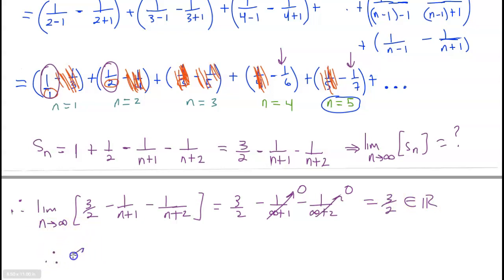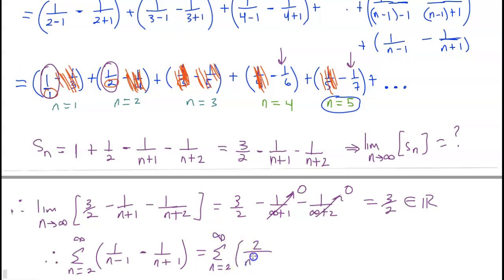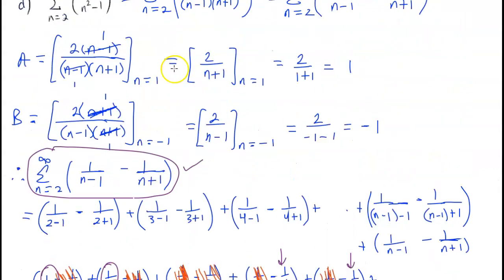Therefore, this sequence, and we had 1 over n minus 1 times 1 over n plus 1, which is the same as saying, let's go ahead and write this here, the sum from n equals 2 to infinity of 2 over n squared minus 1. So I believe that's what we originally had to begin with. Yep.